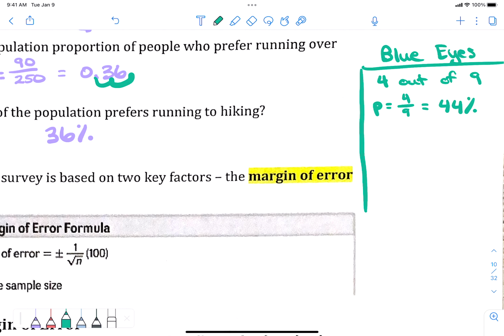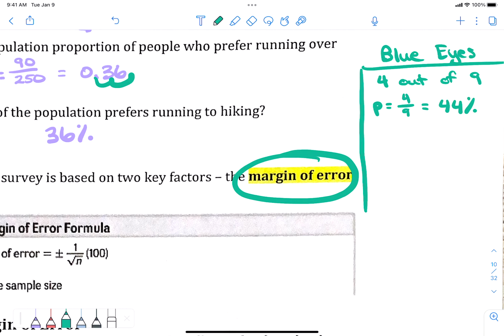If I want to survey all of the people in Blue Hill and see what percent of them have blue eyes, it's not really fair for me to say that 44% of all of the students in Blue Hill have blue eyes, right? 44% was for this class, but it might be closer to 40%, or it might be closer to 48% or something like that, right? It might be different than 44% exactly, okay? And the reason why is because we have a margin of error, okay? So circle the word margin of error.